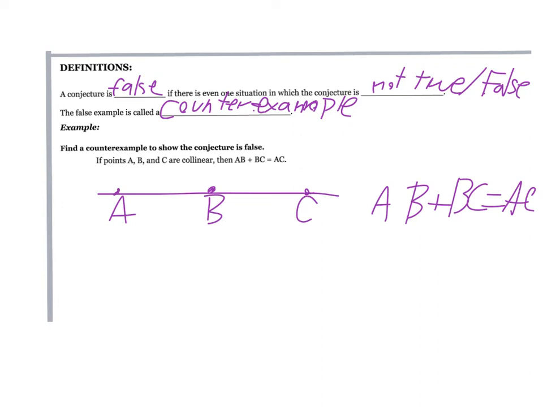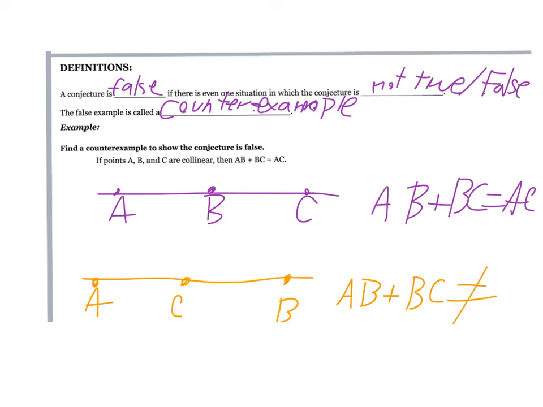Because what if our arrangement here isn't in alphabetical order, but instead we have the arrangement of A, C, B. We still have the true statement that A, B, and C are collinear, but now we have a situation where AB plus BC does not equal AC. Counterexamples.